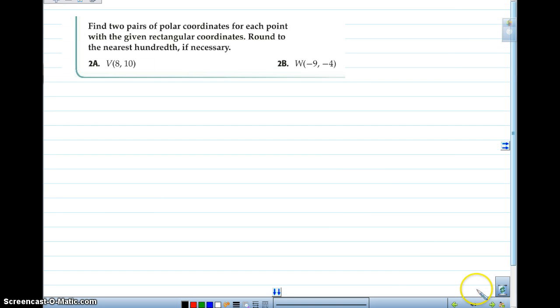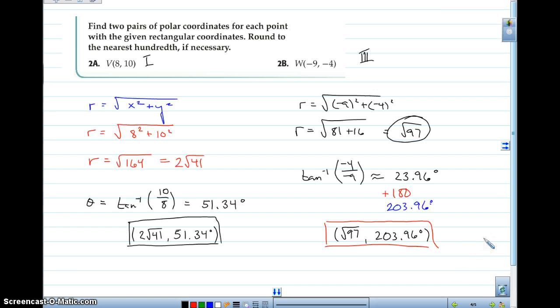Try these last two on your own. There are the solutions. 2a was in the first quadrant, so you didn't have to modify the angle. But 2b was in the third quadrant, so when you got your inverse tangent angle, you needed to add 180 to it. Make sure you leave your radius in exact form, so leave it in radical form.